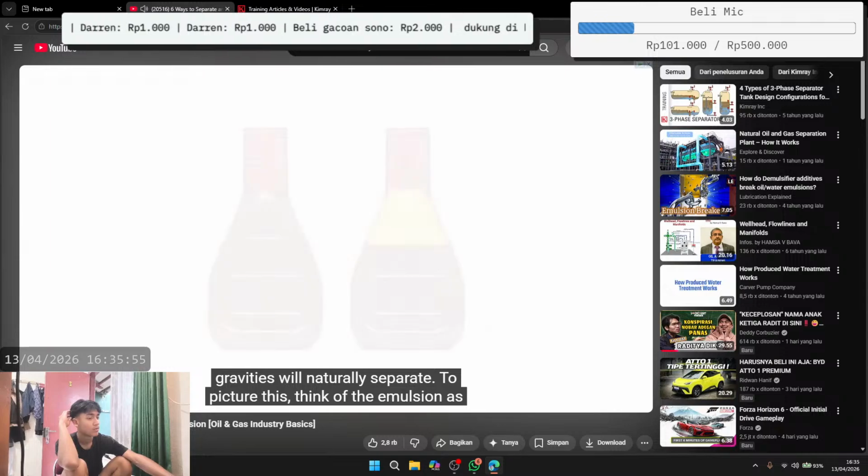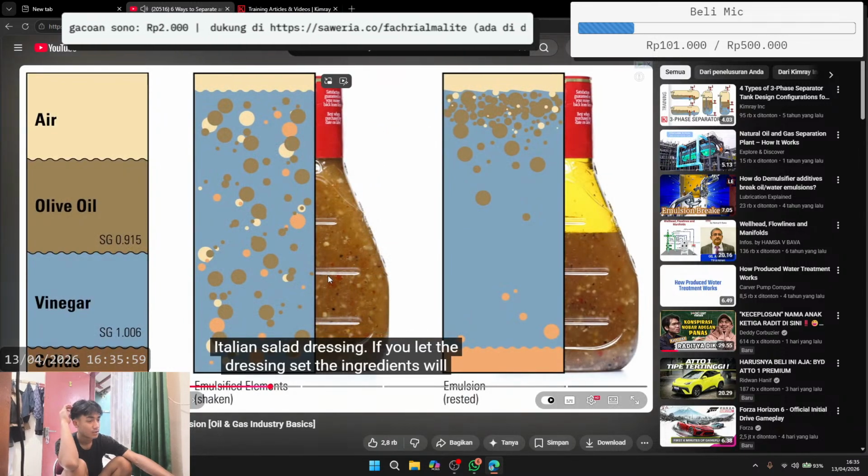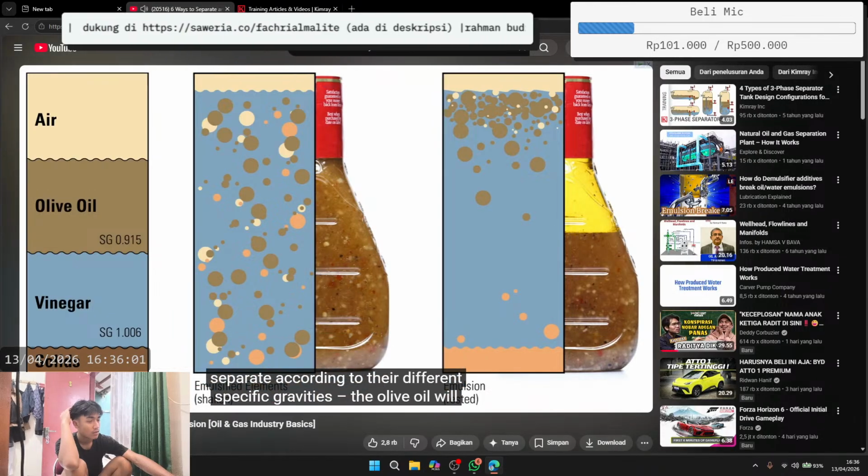To picture this, think of the emulsion as Italian salad dressing. If you let the dressing set, the ingredients will separate according to their different specific gravities. The olive oil will float on top because it is lighter than the vinegar, and the solids and other ingredients will fall to the bottom because they are the heaviest.